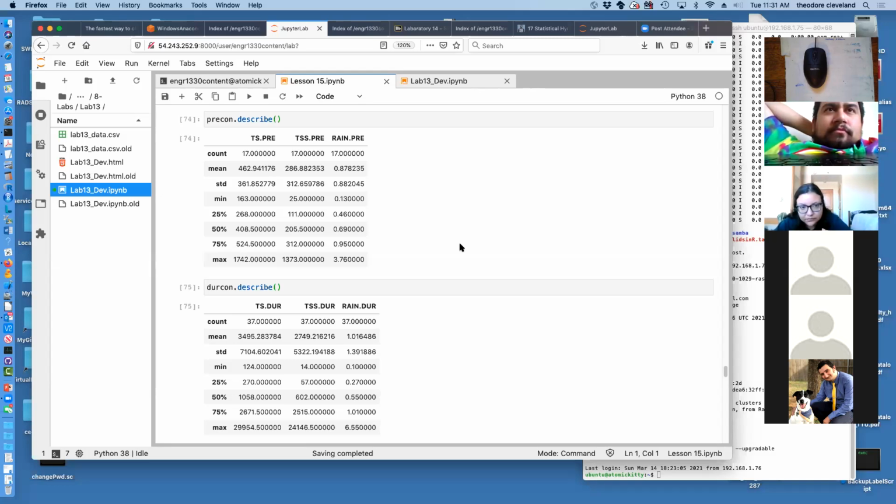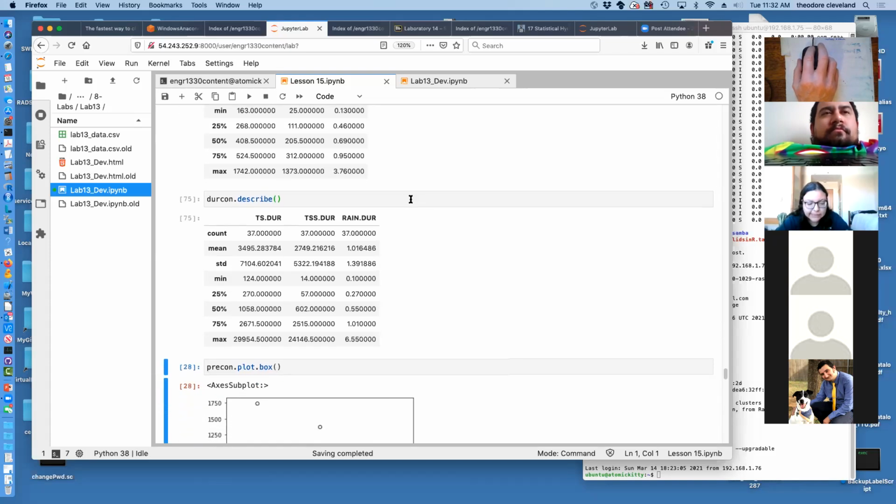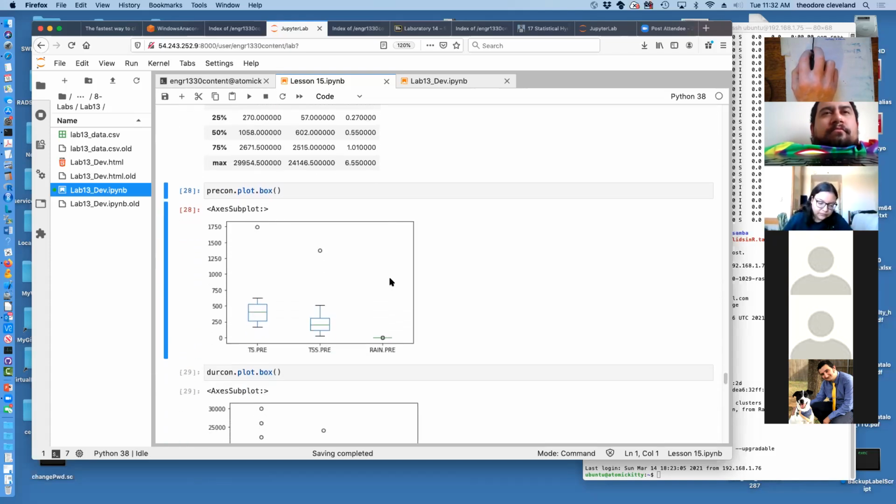In pre-construction, it does appear that all the numbers are smaller than the during construction, with the exception of the median and the 25th percentile. So in the during construction phase, we observe slightly larger rainfall events than in the pre-construction phase. And that's not surprising given that we have nearly twice as many observations, twice as long in observation time. Let's go ahead and make box plots of the three things.